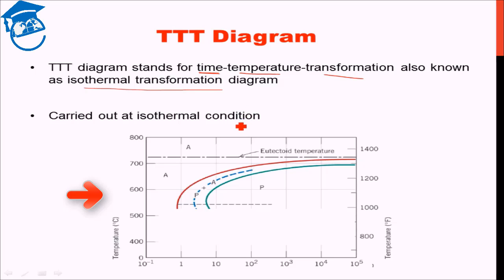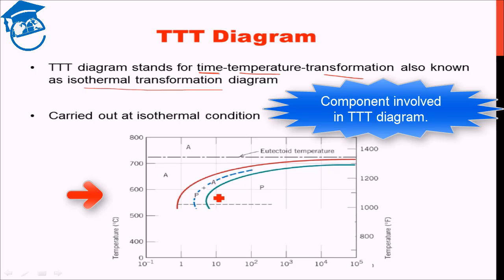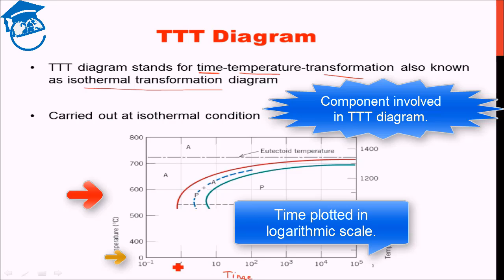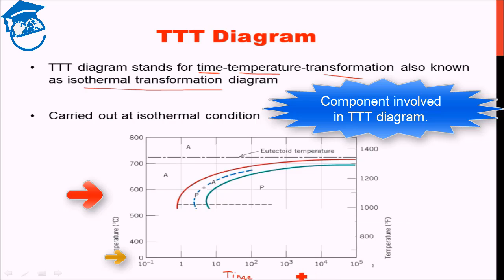TTT diagram looks something like this. This looks nowhere similar to the phase diagram. So let us understand all the different components involved here. This axis is time, and it is plotted in logarithmic scale, because if we do not take log, then the effect cannot be observed.